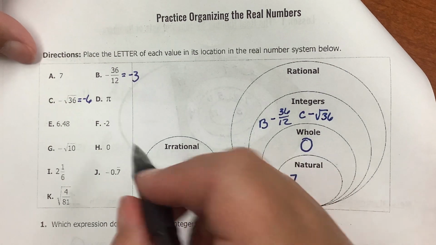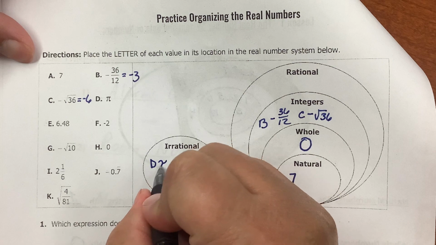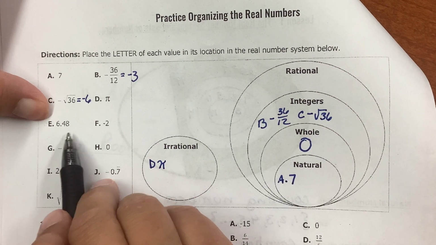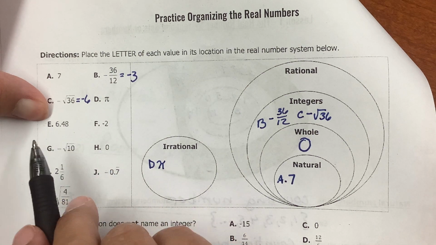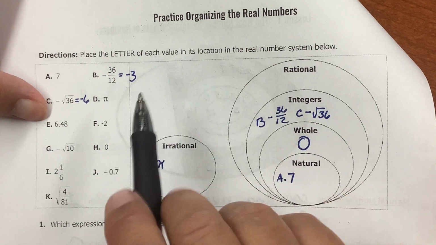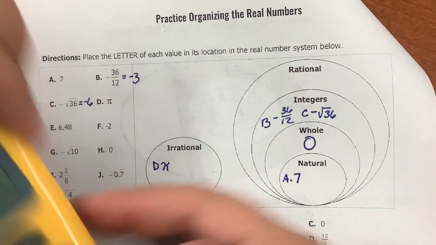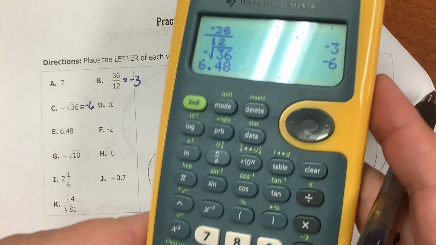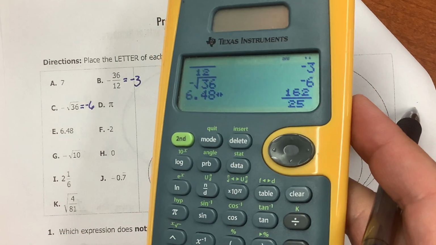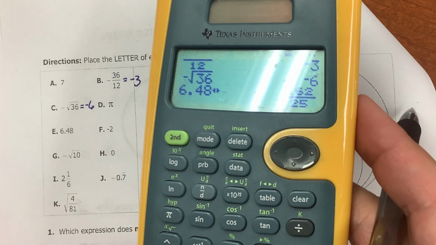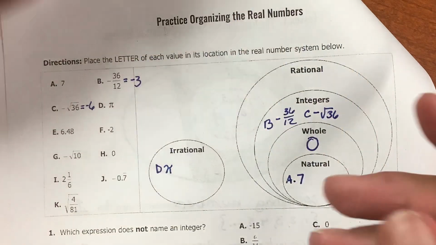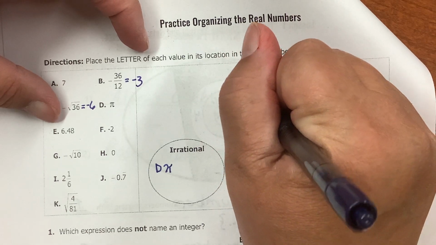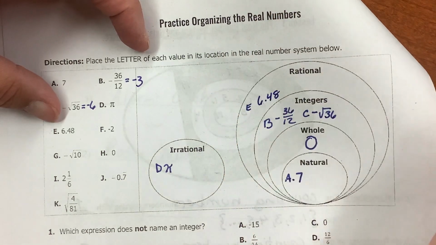How about pi? Pi is not rational. How about that? That's a terminating decimal. That means it ends. Terminating decimals are rational. If I put it into the calculator, it will turn into a fraction. 6 and 48 hundredths, double arrow, enter, that turns into a fraction. When it's a fraction, it's rational. Fractional, rational. That makes sense. Well, let's put that letter E, 6 and 48 hundredths, in the rational box.